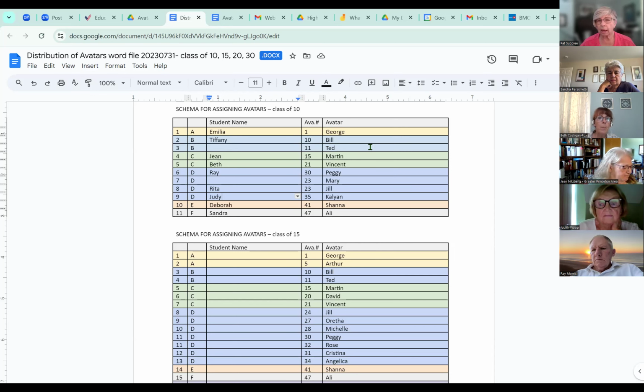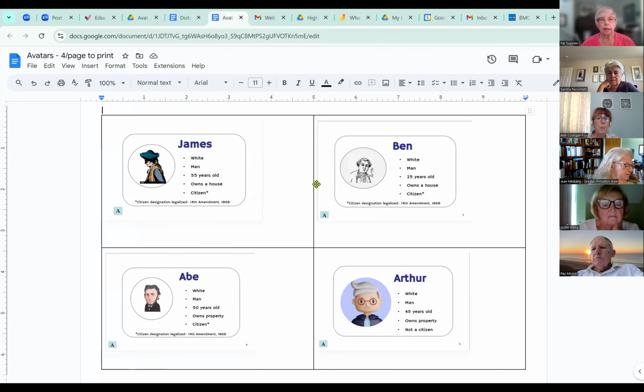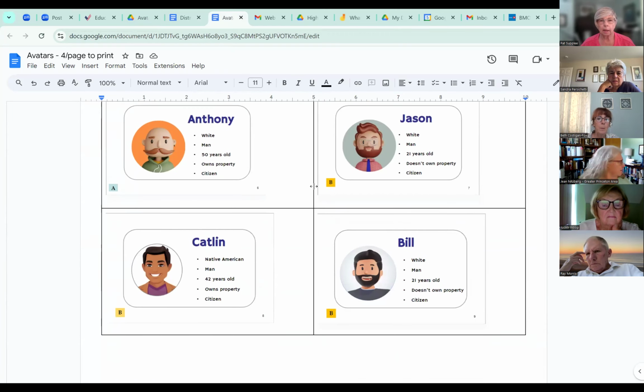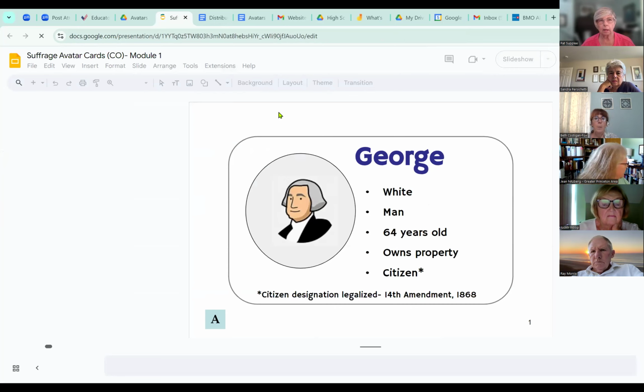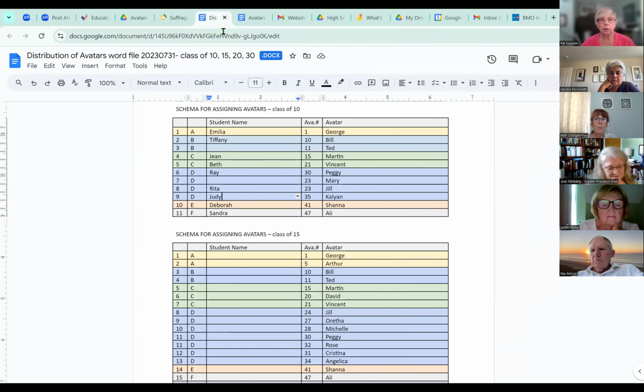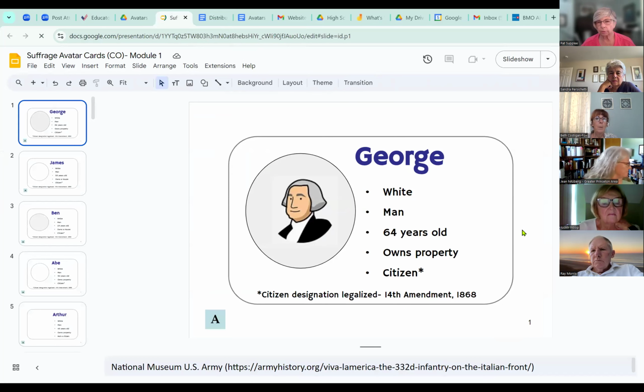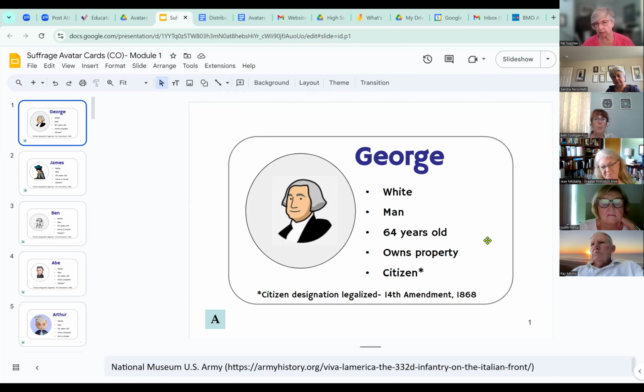All right, so now how do you get those? We're going to go back to this. I find this easier to use. So, Amelia, this is you. You're George, you're a white man, 64, you own property. And even though it says citizen, you were not, there was no such thing as citizen, non-citizen at that period of time. So just don't worry about that. But write down for yourself that you're a white man, 64, and you own property.